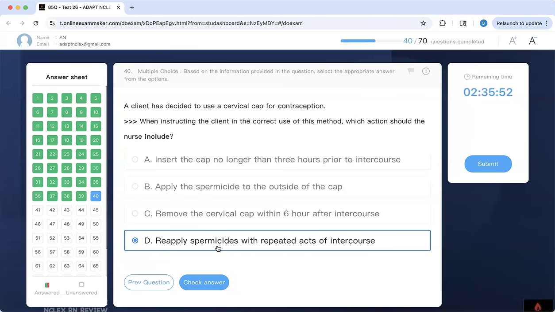Apply the spermicide to the outside of the cap. You should place it where? Inside, not the outside, so they can do their job. Insert the cap no longer than 3 hours prior to intercourse. There's no time limit on when to insert it, so long as it's there before you have intercourse. It's a form of contraception.